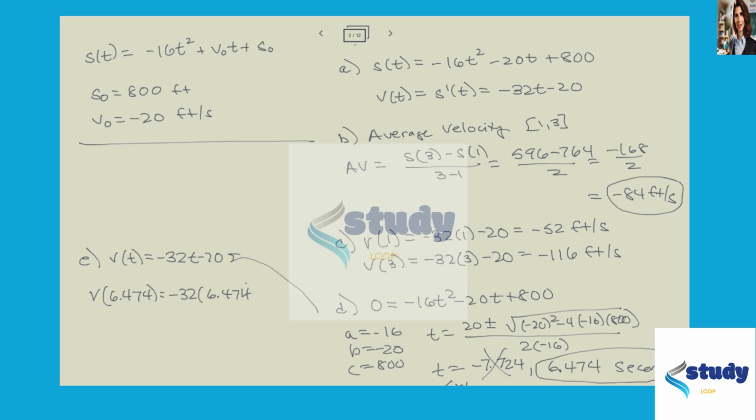So let's do that. Negative 32 times 6.474 minus 20 is going to give me negative 227.2 feet per second. And that's my last answer.